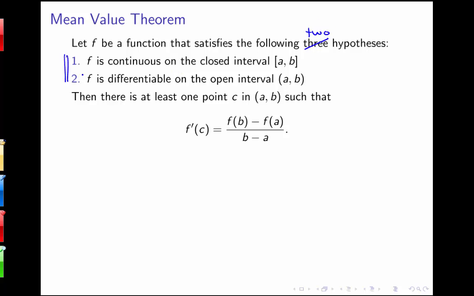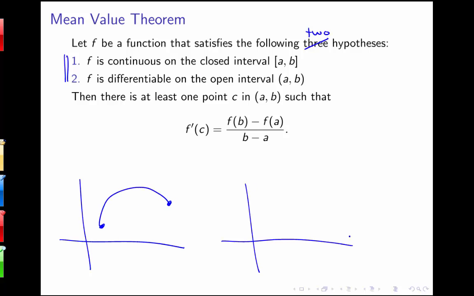So the mean value theorem has the same first two hypotheses as Rolle's theorem. We need a continuous function on a closed interval and a differentiable function on the open interval. But now we do not require the y values to be equal to each other. So we're allowing something like this, maybe my function does this, or maybe this is way up here and it does a few things in between, but somehow it's continuous and differentiable between these two different points.